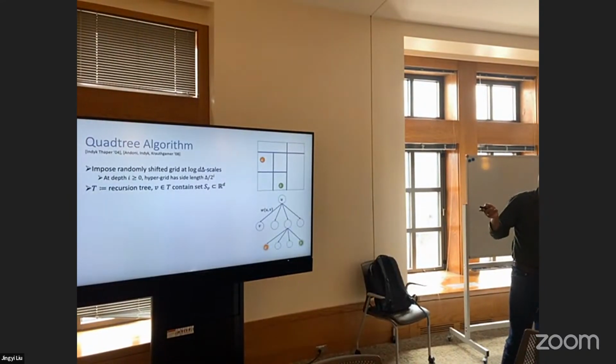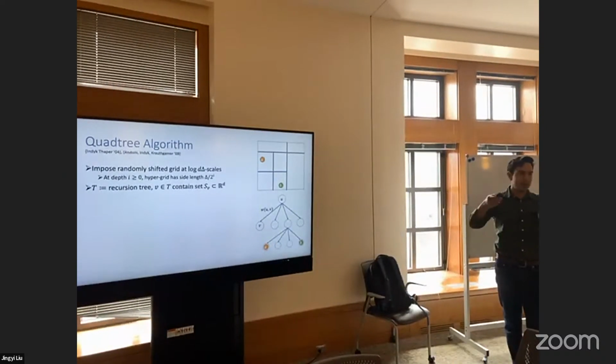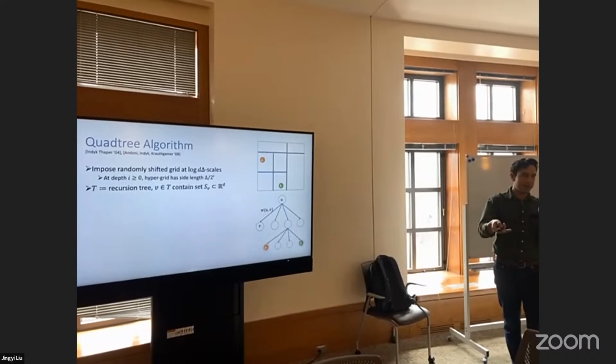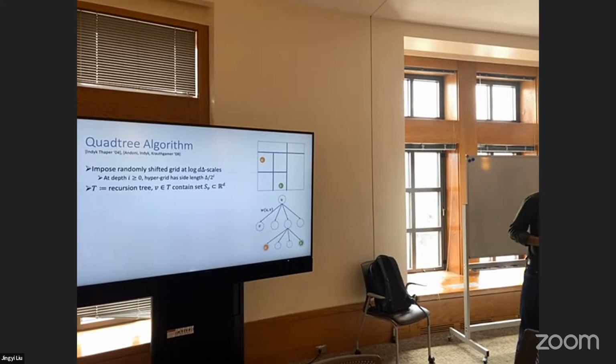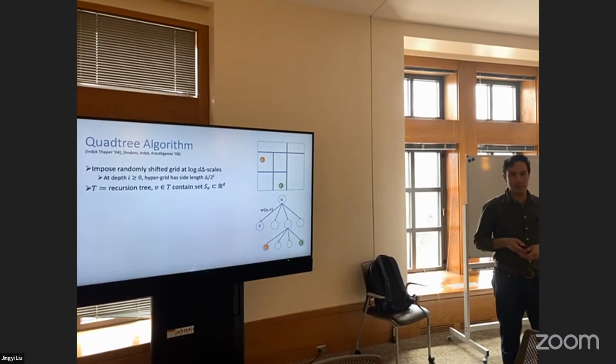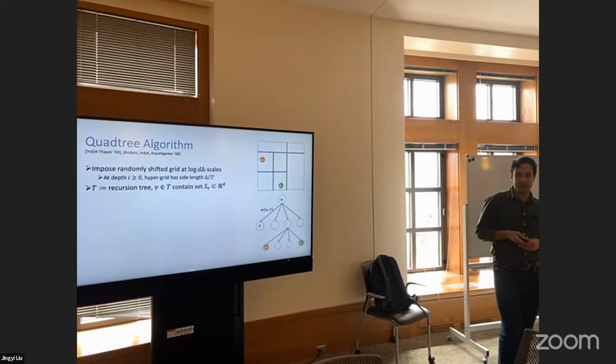A bit more formally, like I mentioned, the actual algorithm is going to impose a randomly shifted hypergrid at log d delta scales. At each time, you cut the side length in half, and you shift it again, and this gives a random recursive partition of space. We're going to let T be a recursion tree, and for a vertex in that tree, let's say V, we're going to let S_V denote the hypercube, the subset of space corresponding to that vertex.